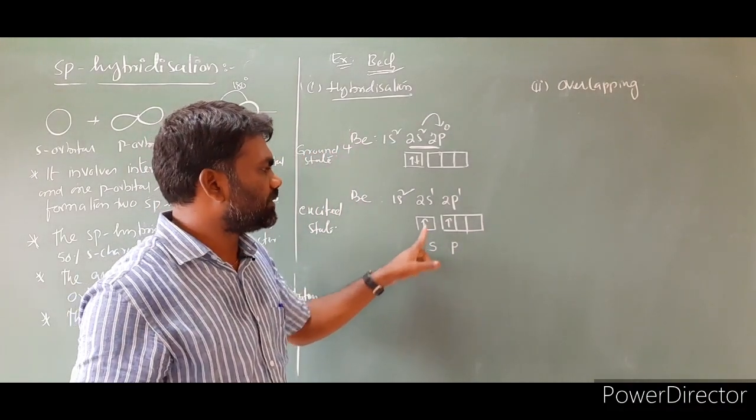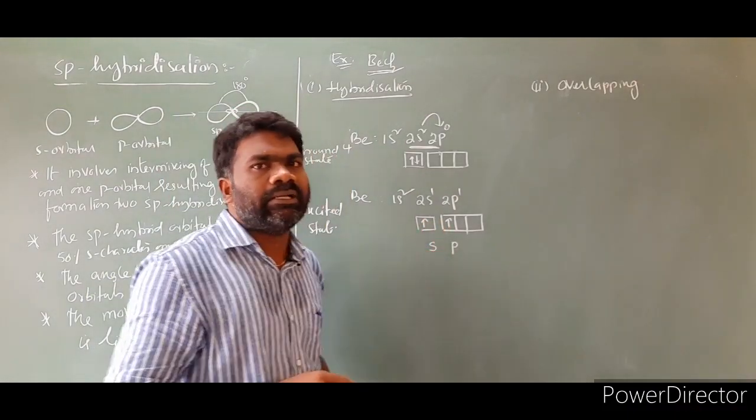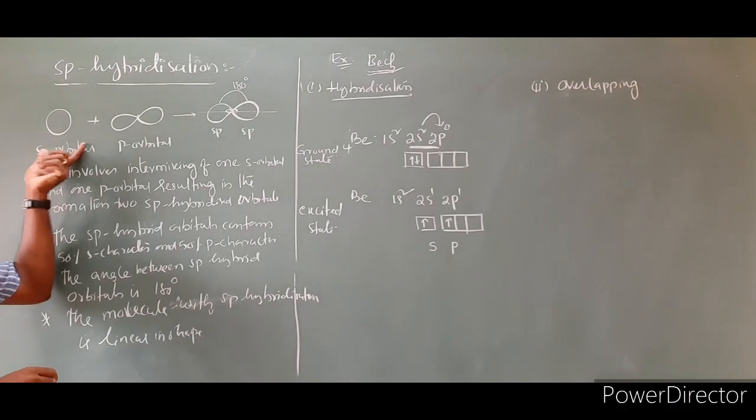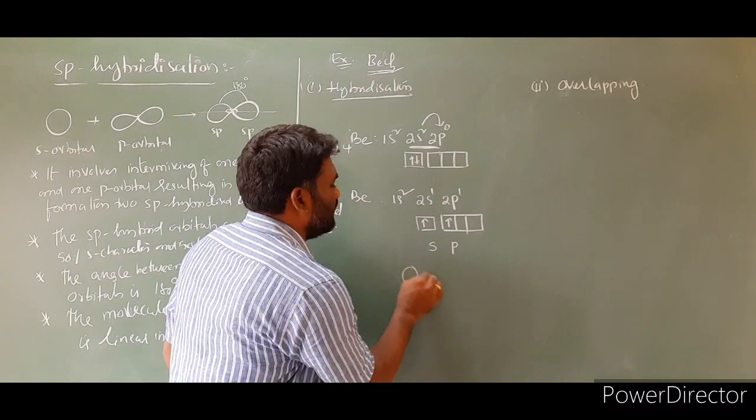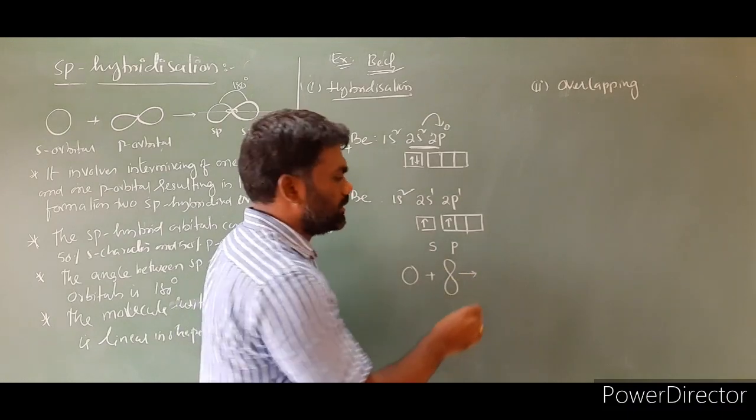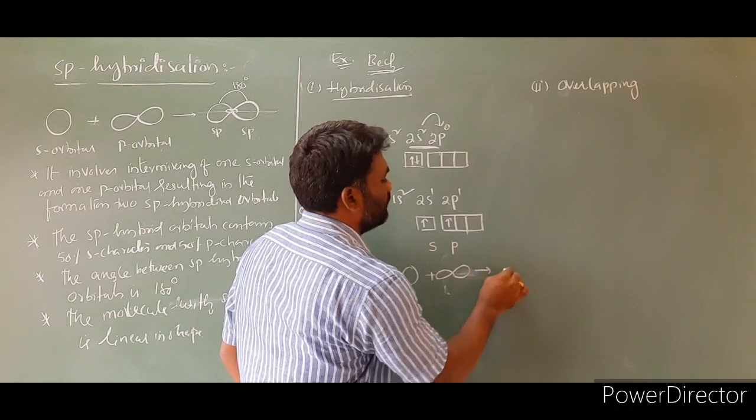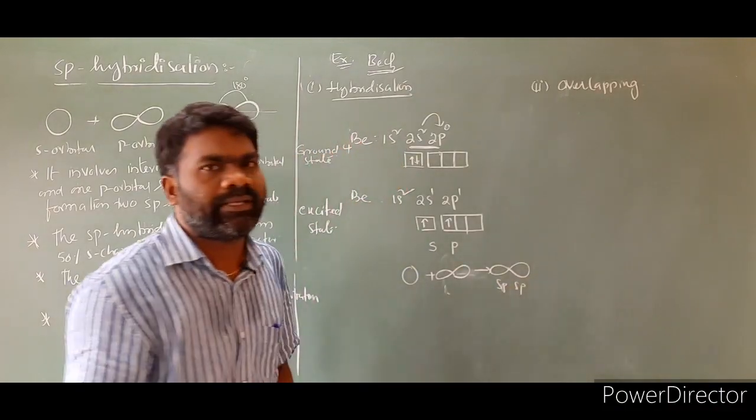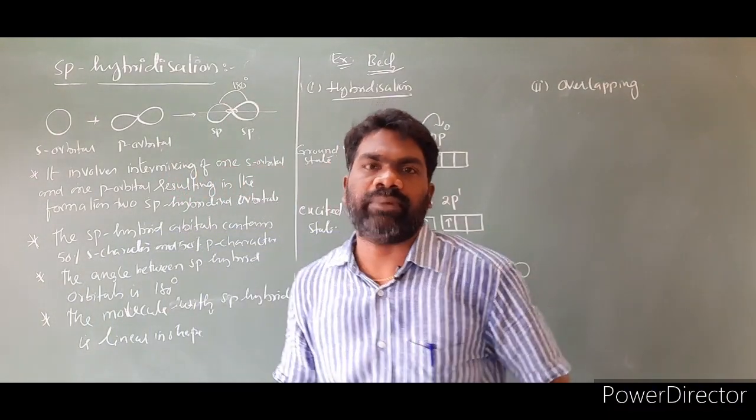One s orbital intermixes with this p orbital, only one p orbital. This s orbital intermixes with this p orbital, leading to the formation of 2 sp hybridized orbitals. I said one s orbital intermixes with one p orbital to form 2 sp hybridized orbitals. This is one sp and this is another sp hybridized orbital. Clear? This is the hybridization step. The first step is the hybridization step.